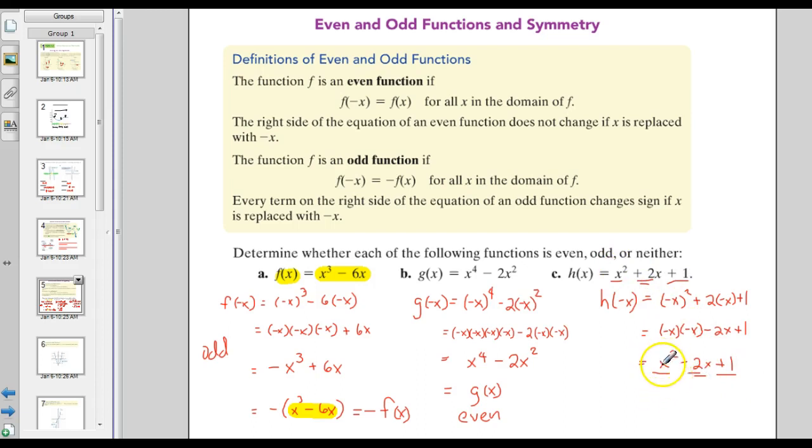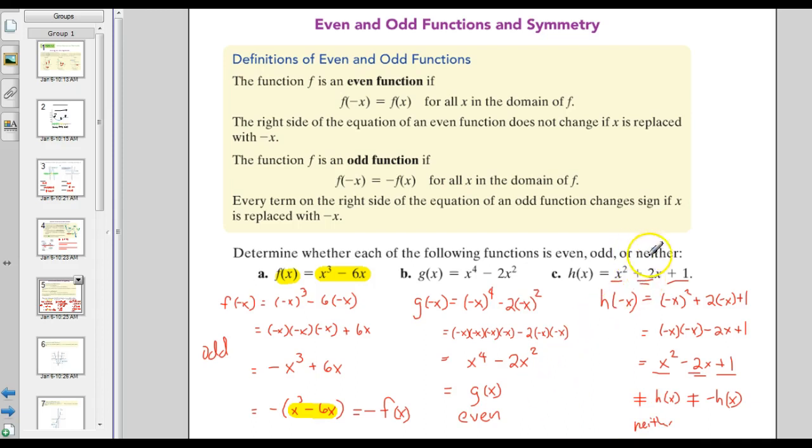So this is not h of x. And it's not negative h of x either. Because if it was negative h of x, then all three signs would be opposites. Only the 2x is opposite. This is not a minus x squared and a minus 1. So it's not even because it's not equal to h of x. It's not odd because it's not equal to negative h of x. So this is neither.